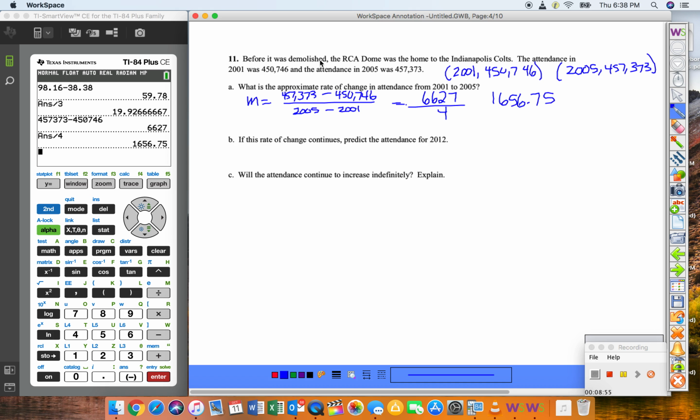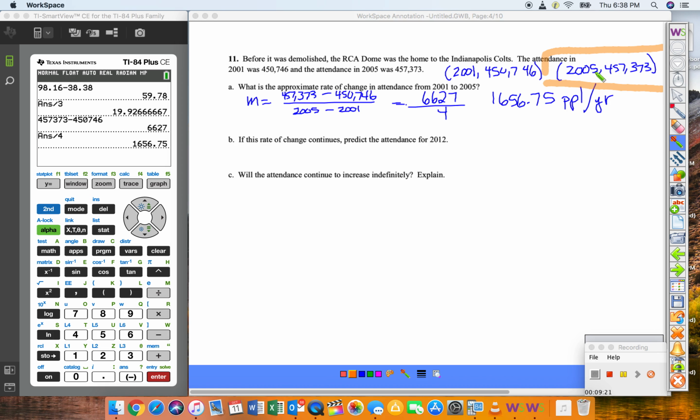What was upstairs? It was the attendance, and usually that's people. So people per year was the attendance in that situation, and the attendance went up. Right, the attendance totally went up. If this rate of change continues, predict the attendance for 2012. So that's a good question right there. What you have to do is pick one of these ordered pairs. Doesn't matter which one. I'm going to pick this guy. I'm going to use 2005, 457,373.